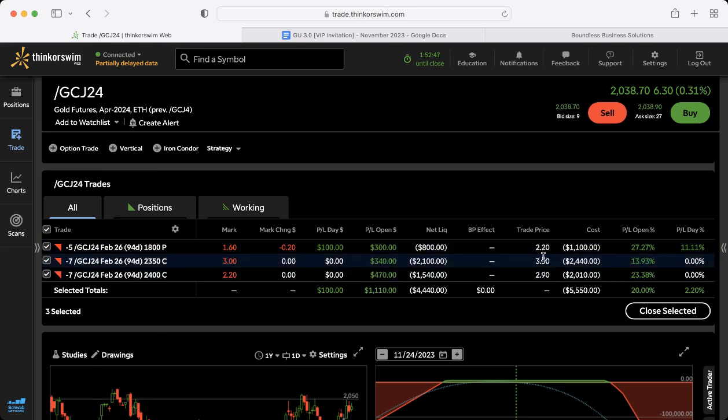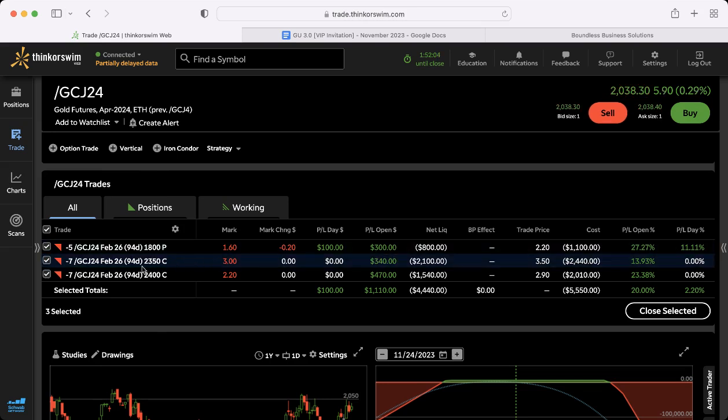When we sold them at $2.20, which is $220 each, we picked up $1,100 on those. These are the 1,800 puts, by the way. We've picked up $100 today on that particular one. It is a put. The price is going up. It's up $6. That's why the price of the option, the price of a put option, has fallen by 20 cents, which translates to $20 each. I'm short 5 of them, as you can see right here, which means I'm up $100 today. Open P&L in those positions is $300.